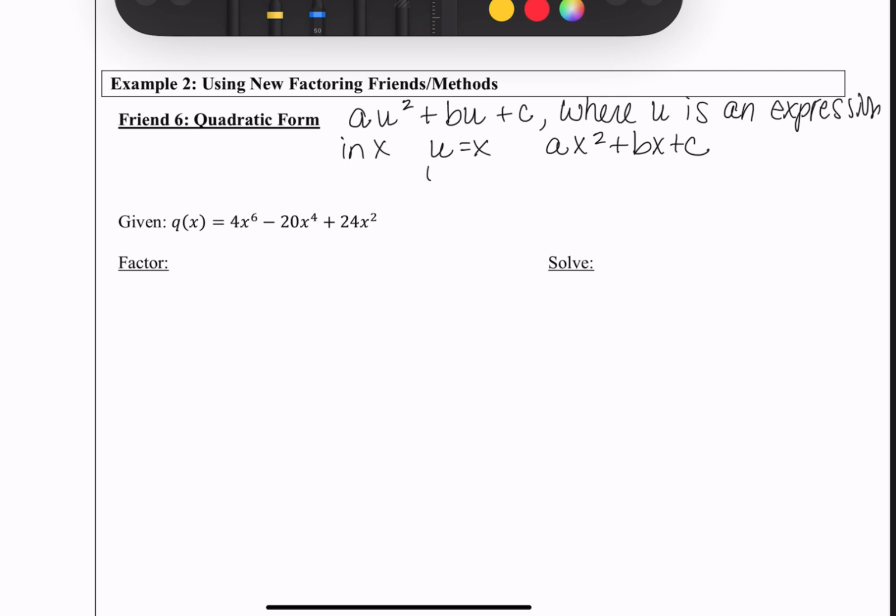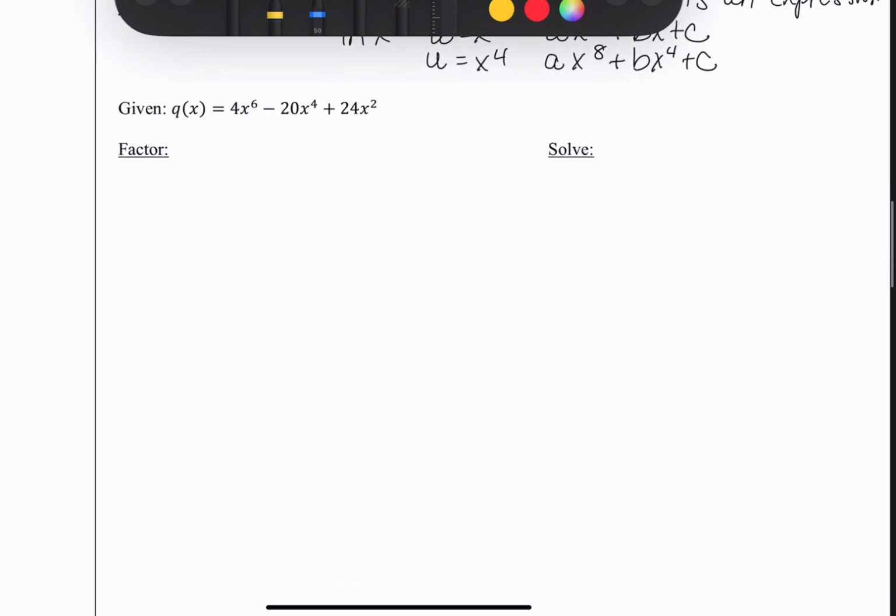But what if I let u be, let's say, x to the 4th? Now if I plug x to the 4th in for u and raise that to the 2nd power, I get ax to the 8th plus bx to the 4th plus c. This is also going to be in quadratic form. Notice every term has an even degree, except for the constant, of course, which has a degree of 0. But the rest of the terms have an even degree, so you can use the quadratic form. All right, let's apply this, and I'll factor and solve.